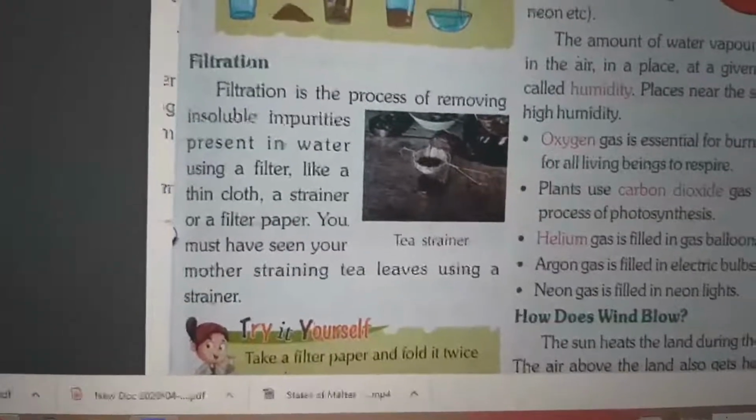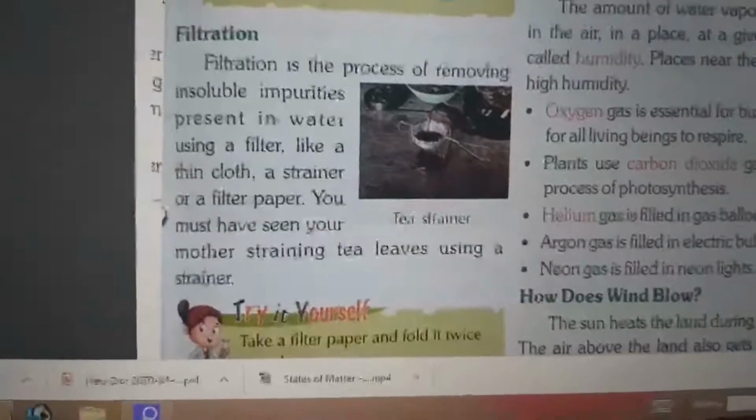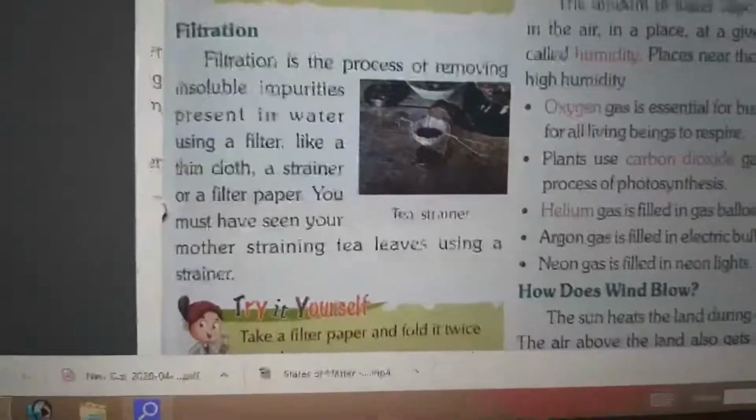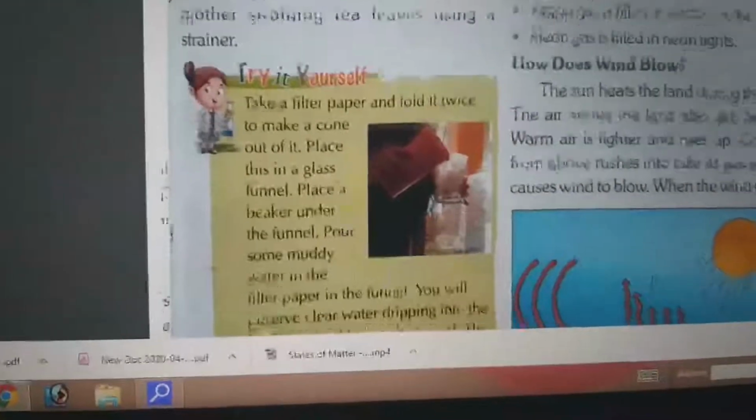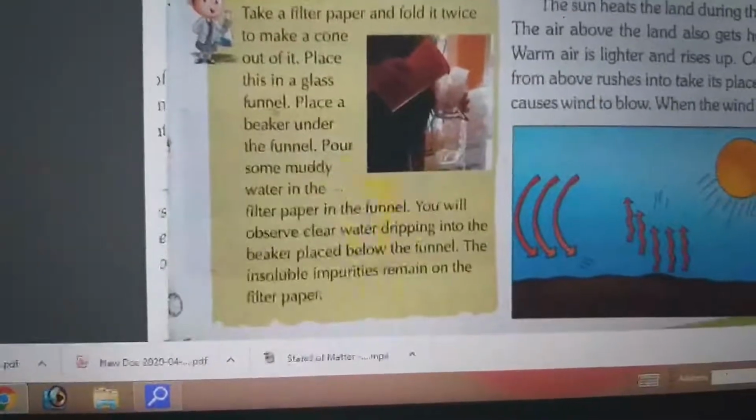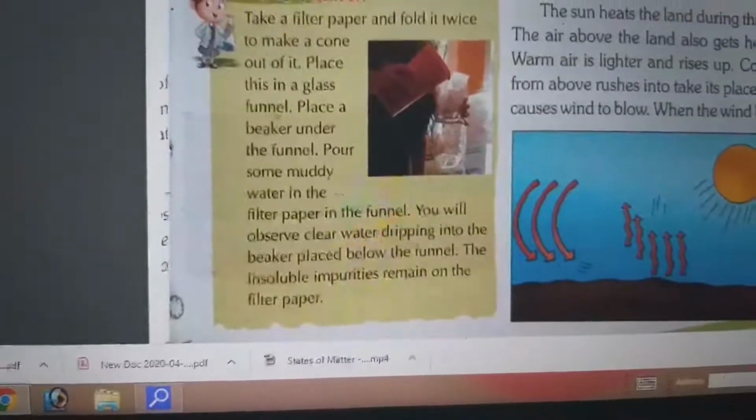You must have seen your mother straining tea leaves using a strainer. Yes. When your mother prepares tea, before serving it, she strains the tea leaves from the tea using a strainer. So like this we can strain the water also. Next is try it yourself. Take a filter paper and fold it twice to make a cone out of it.